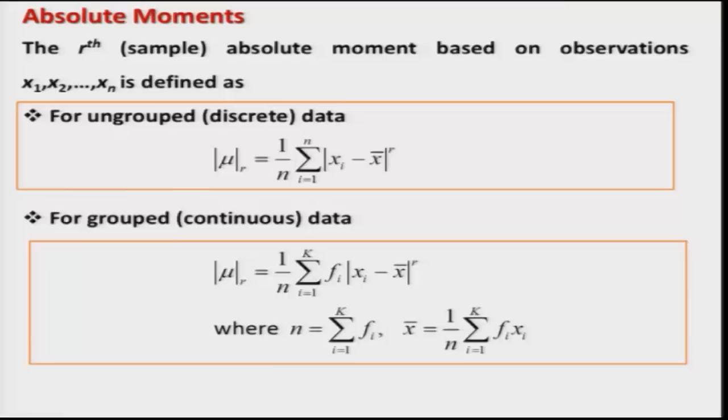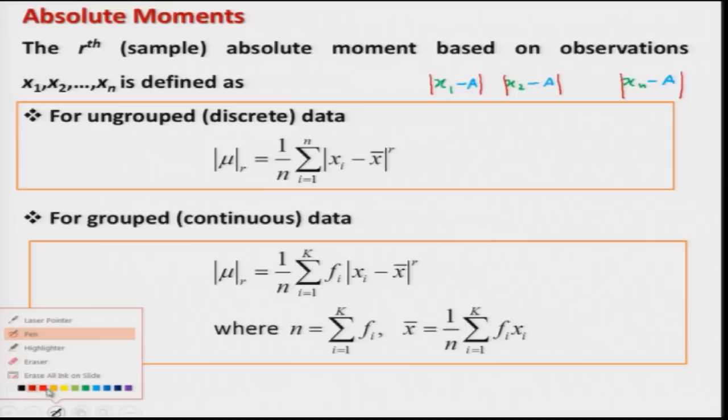Now, after this, I will come to the aspect of absolute moments. So, how does this absolute moment come into the picture? You have seen that when we introduced the idea of absolute deviation, what we had done? We had observations x1, x2, up to xn. Then we chose an arbitrary value a and we subtracted it from every observation. And after this, we considered the absolute value of these deviations. And after this, we simply found the arithmetic mean of all such observations.